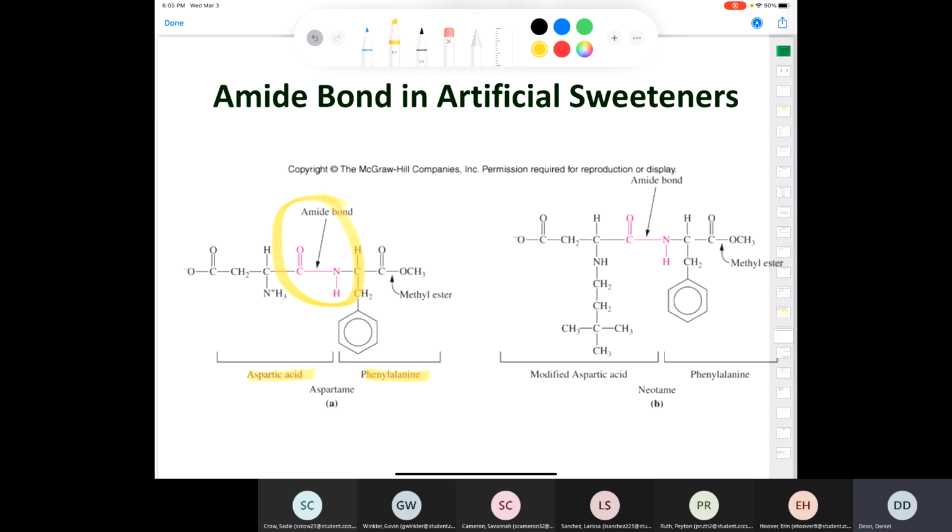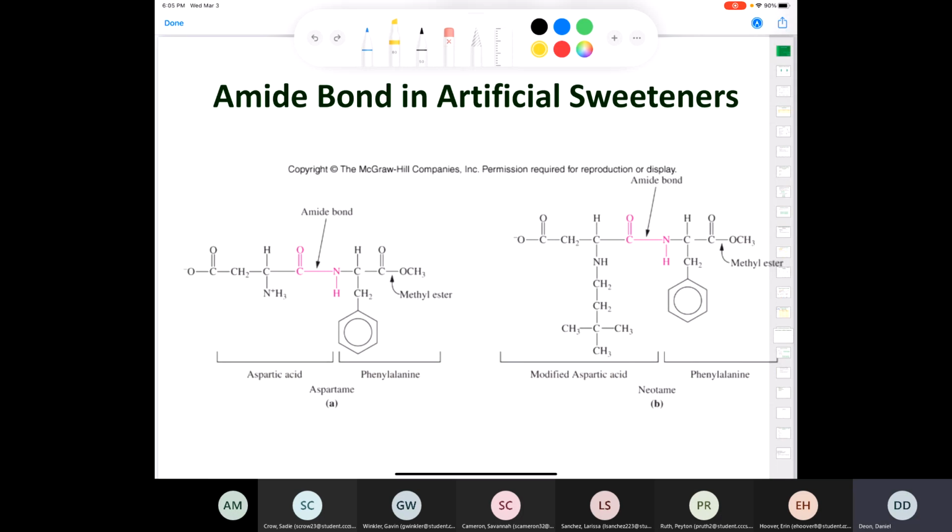What else? We have neotame over here. Neotame is also an artificial sweetener that's made from a modified aspartic acid, which is also a naturally occurring amino acid, and a methyl ester of phenylalanine. So again, these artificial sweeteners are made from naturally occurring amino acids, and they're just linked together by amide bonds.